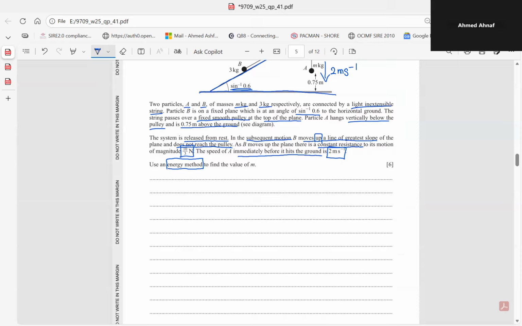You have to use the energy method. So you have to find the work done, KE, GPE, and all that to find the value of M. So this is very important. If not, you won't get the full marks.